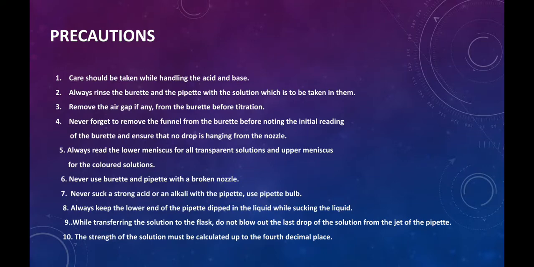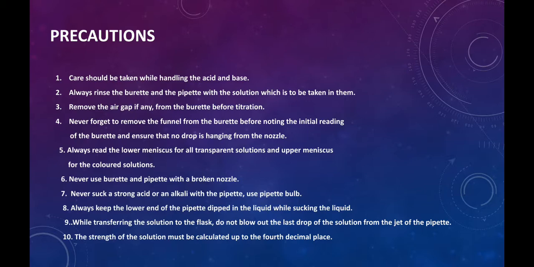What are various precautions taken during the titration? These are: first, care should be taken while handling the acid and base. For this, we generally use acid in the burette and take base in the titration flask. Second, always rinse the burette and the pipette with the solution which is to be taken in them. Third, remove the air gap, if any, from the burette before titration.